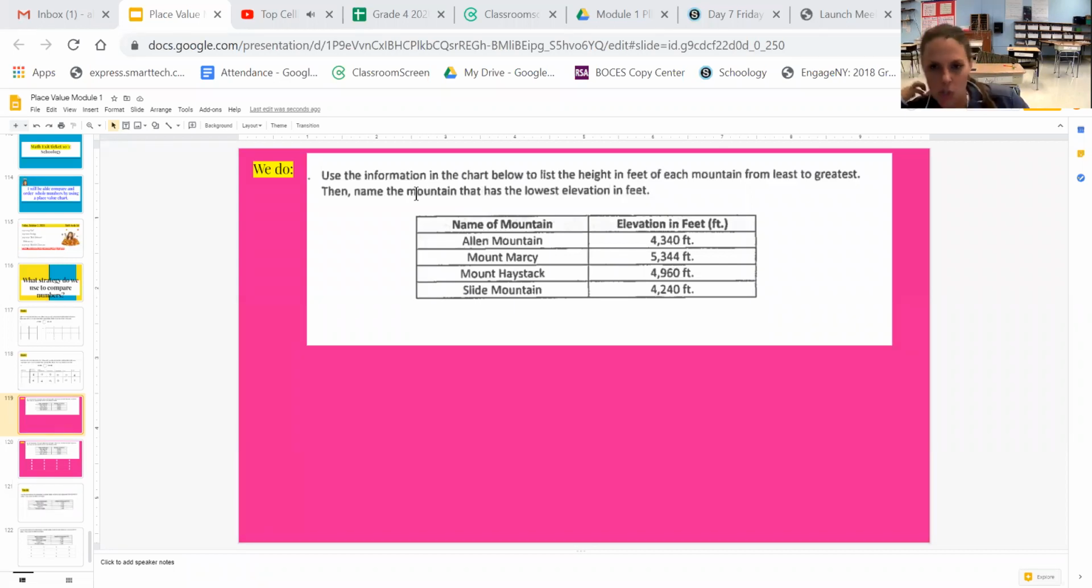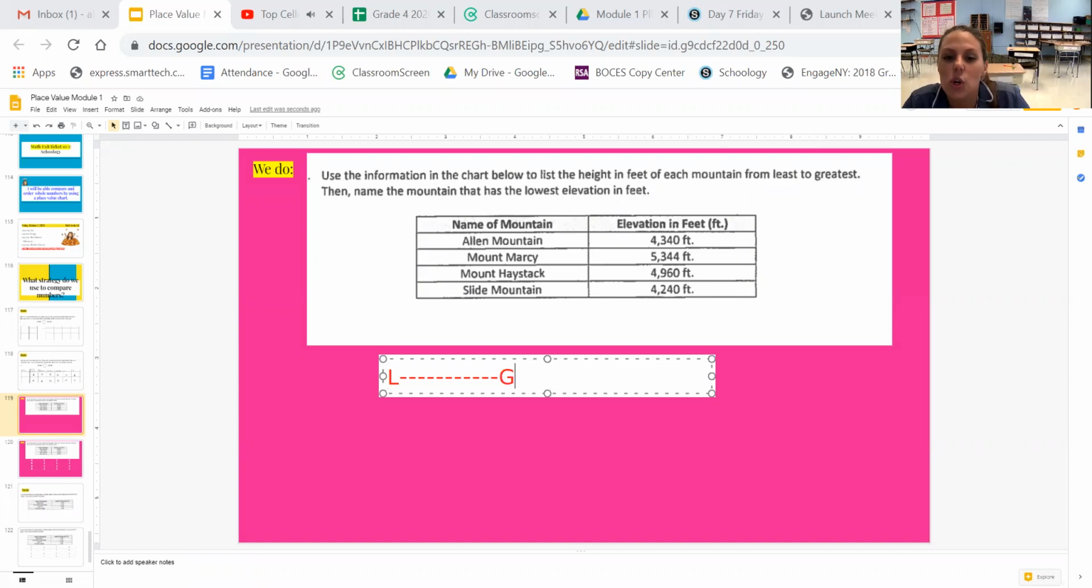So let's read this. Use the information in the chart below to list the height in feet of each mountain from least to greatest. So we want to make sure that we're doing that. And then it says, then name the mountain that has the lowest elevation in feet. So what I'd like you to do right now is go ahead and pause your video, and on your place value chart, let's start comparing these. First, let's just line them up, put our thousands all in the thousands place, the hundreds all in the hundreds. So go ahead and pause your video and then check back with me.